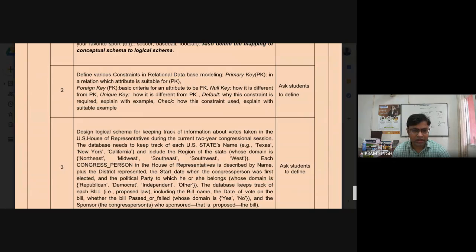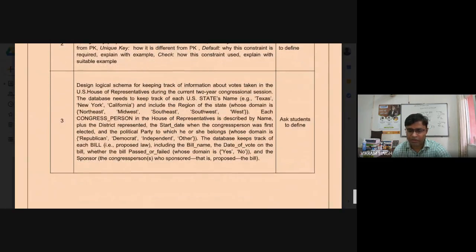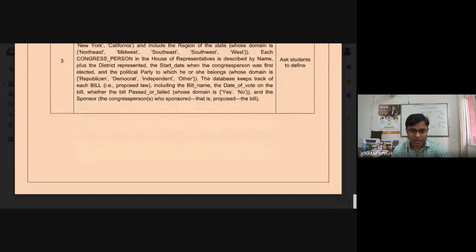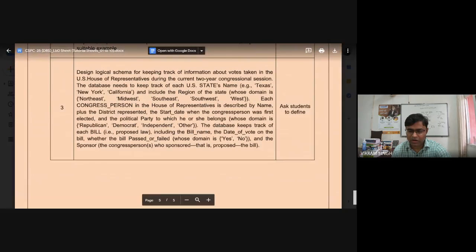Okay, this question is I think clear. Question number 2, define constraints in the relational database modeling, primary key. I think these are clear. Now, question number 3 is again asking for a scenario to draw the diagram. Design a logical schema for the given terms. So you can do that, right? So based on this scenario, you can draw a database.